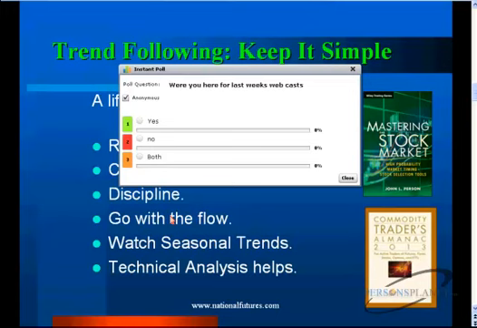Trend following requires a lot of discipline. You've got to go with the flow. One of the things that helps is seasonal trends. One of the things we also talked about last week was the situation where we typically get a January sell-off in the market. And almost every single one in this room, I bet, is trading in the market and knows that we've had, up until today, more or less sideways trading action.